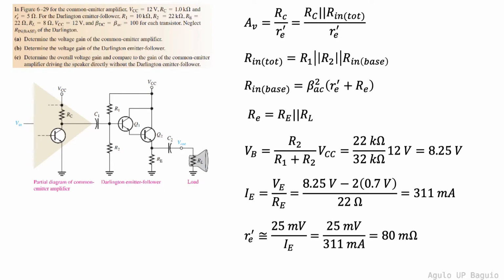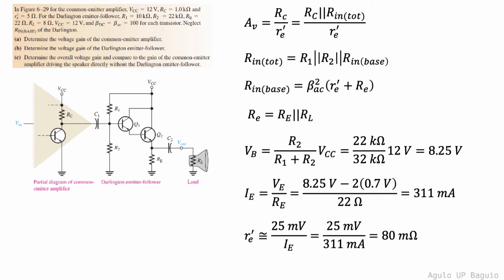The input base resistance is obtained from the product of the square of the AC beta parameter and the sum of the AC emitter resistance of the Darlington emitter follower and the equivalent emitter resistance. The equivalent emitter resistance is just the equivalent parallel resistance of the emitter resistor and the load resistor of the speaker. Now, the AC emitter resistance can be obtained using the DC emitter current. And to solve for the DC emitter current, we first solve for the base voltage.